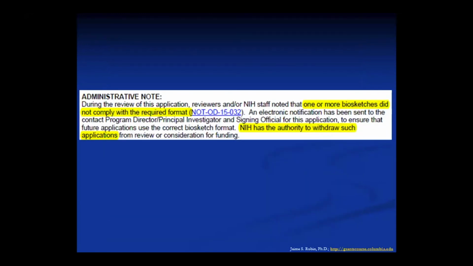Here is a note that a student received because one of the biosketches in his fellowship was not current and didn't have the right format. They could have not reviewed the grant. So make sure the biosketches that you get from these individuals are the right format and also are current. They don't have old information, has new publications and so forth.